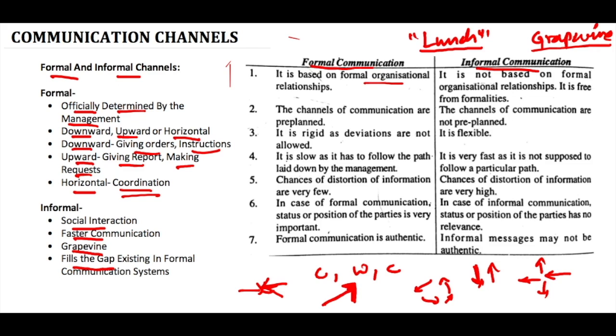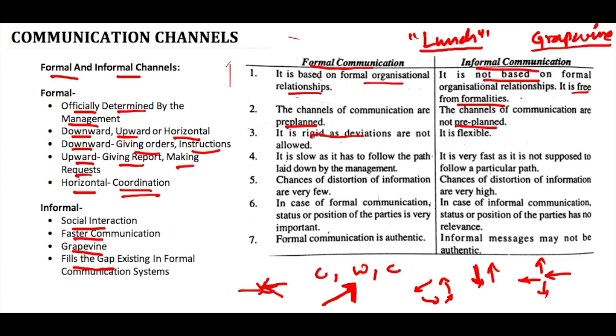It is based on formal organizational relationships. As I said, it is not based on formal organizational relationships. It is free from formalities. The channels are pre-planned, the channels are not pre-planned. So in a grapevine there is no channel provided. You can communicate with anybody that you want to. Therefore, there is no pre-planned channel.